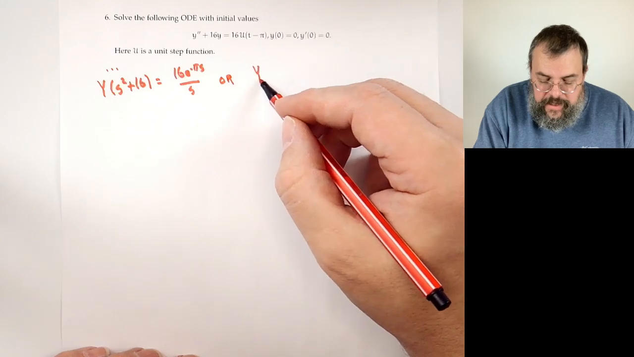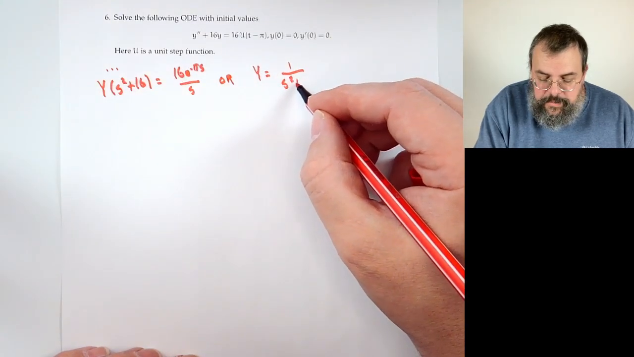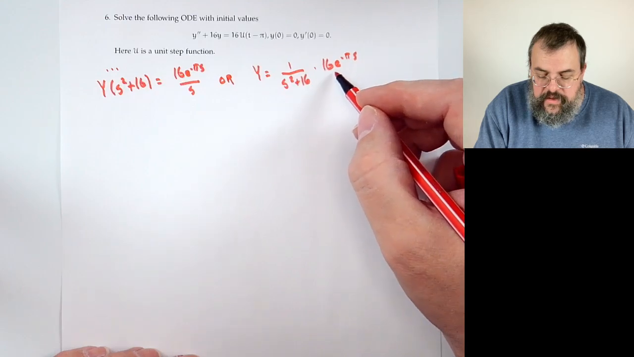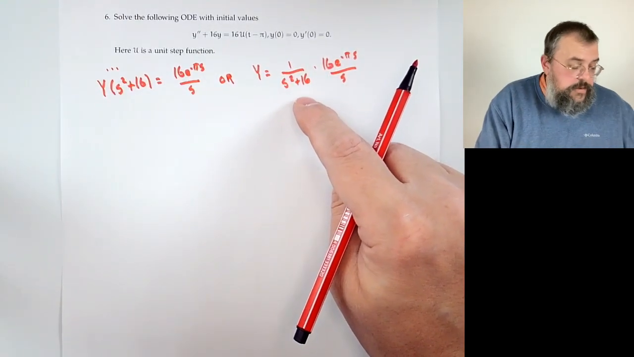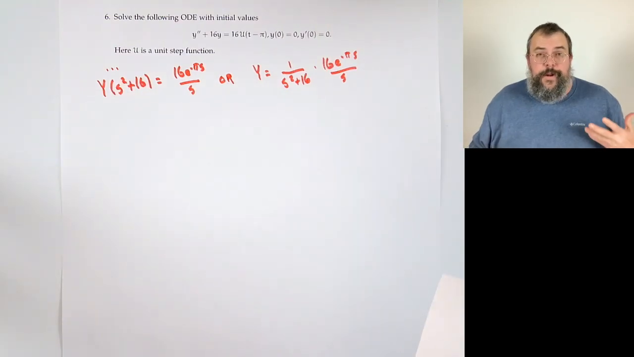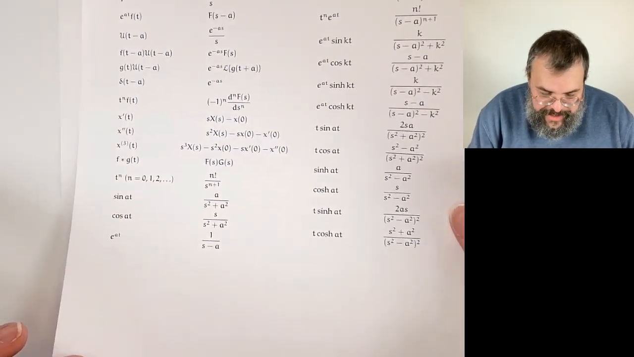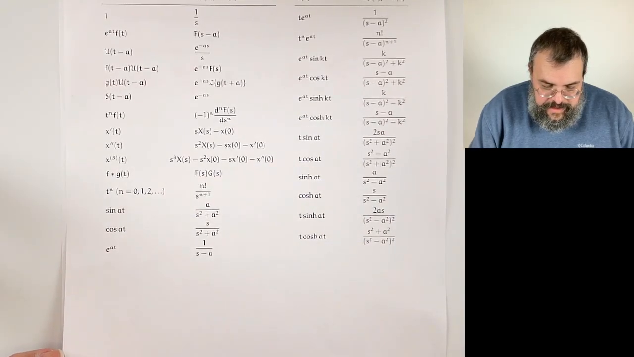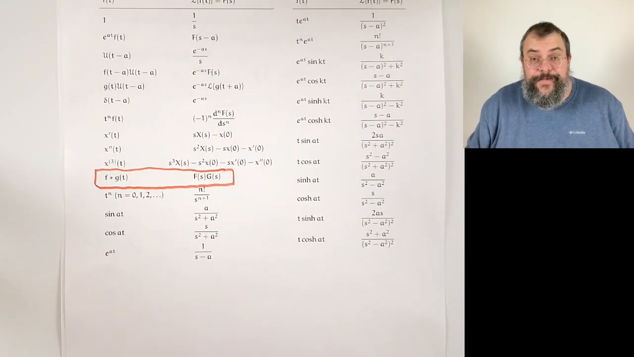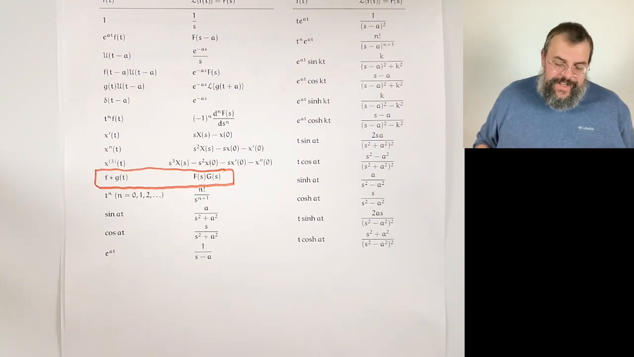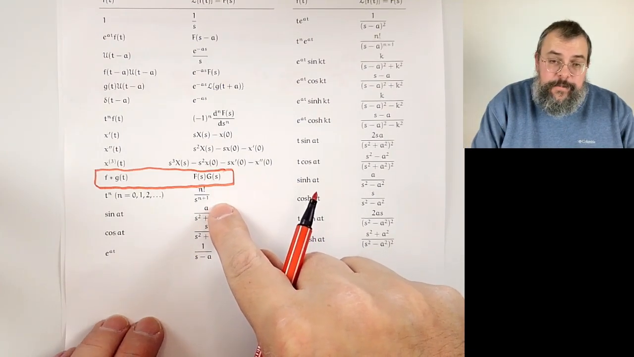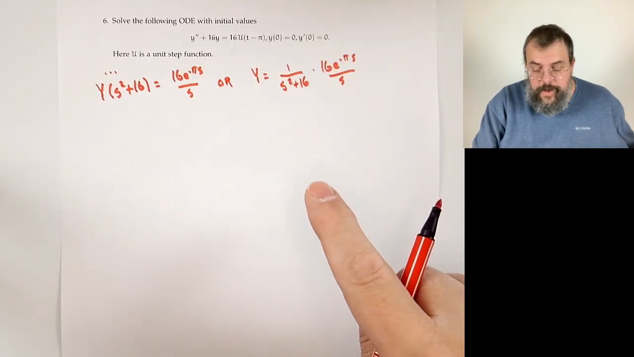So that says that y is 1 over s squared plus 16, and then times that by 16 e to the minus pi s over s. Now here we have to pause and say, if we're going to do Duhamel's principle, we need to understand what's happening to each one of these individually. Now you might say, wait, what does Duhamel's principle involve? Well, it involves convolution. So that's what we're going to be pulling out. But anyways, 1 over s squared plus 16 is almost sine. The problem is upstairs we should have a 4 and not a 1.